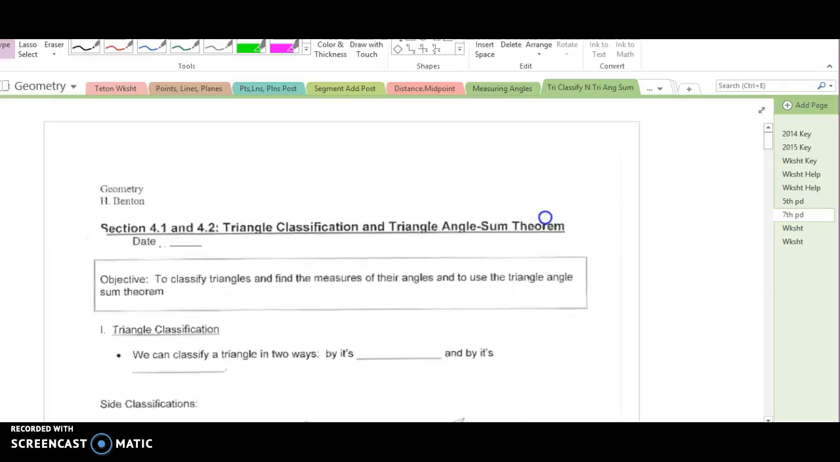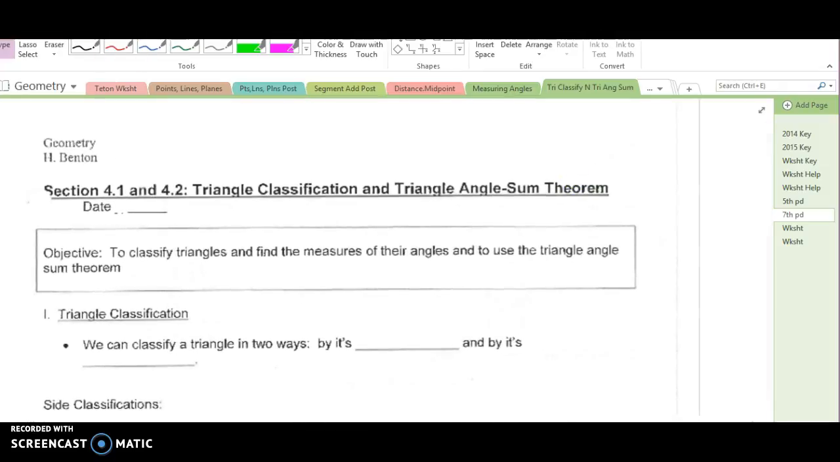Good morning. So today is October 21st, and we're moving on into the world of triangles now. So this entire unit will be about triangles.